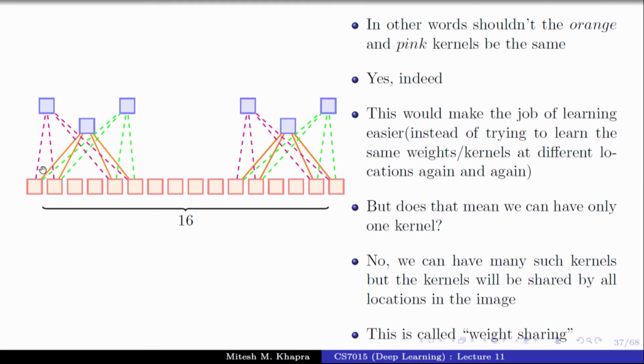Right? So I'll apply the pink kernel throughout the image. I'll apply the orange kernel throughout the image. And I'll apply the green kernel throughout the image. And each of these will try to capture a different pattern. And each of these will give me a different pixel value.